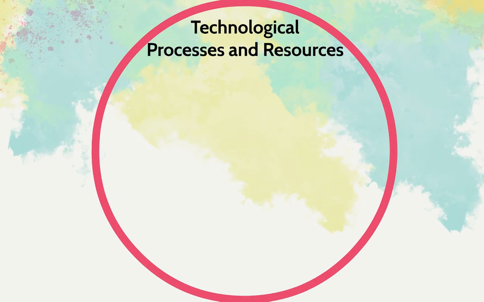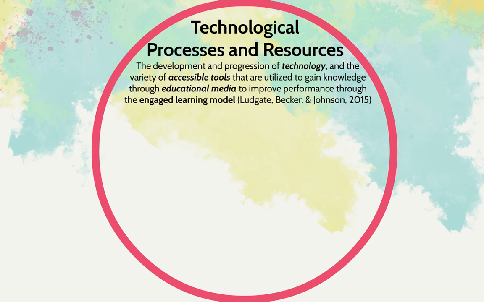Just as art has progressed from impressionism to pop art and the tools used to create art have improved and evolved over time, so do technological processes and resources continue to develop and expand. Technological processes and resources refer to the development and progression of technology and the variety of accessible tools that are utilized to gain knowledge through educational media to improve performance. There are 4 basic categories of educational media: text, image, video, and audio. However, Amadara and Adu reveal that educational media also includes the channels of transmitting information to learners and are also those gadgets and machines that are needed in transmitting the information.